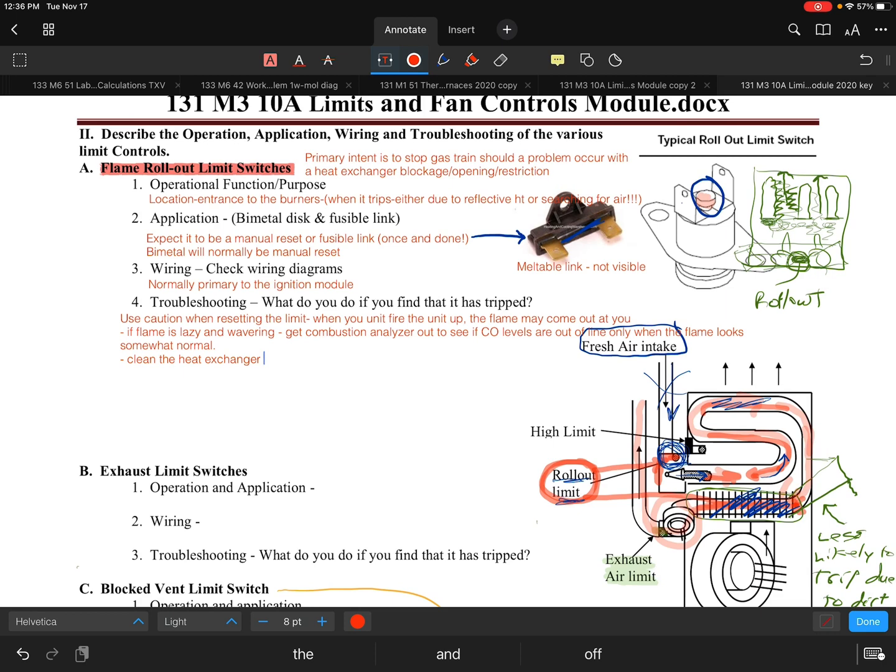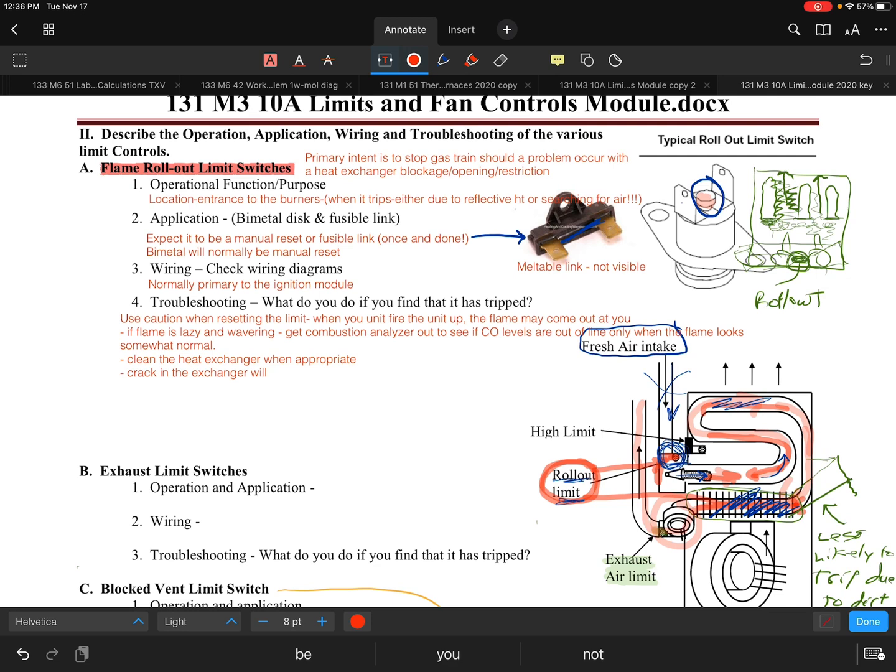Additionally, clean, what else do you do? Clean the heat exchanger. Now, it depends on the unit. If this is a boiler, you're probably going to be cleaning the heat exchanger. So when I say clean the heat exchanger, I'm saying clean it when it's appropriate. If it doesn't need it, it doesn't need it. So that's the way I would do that.